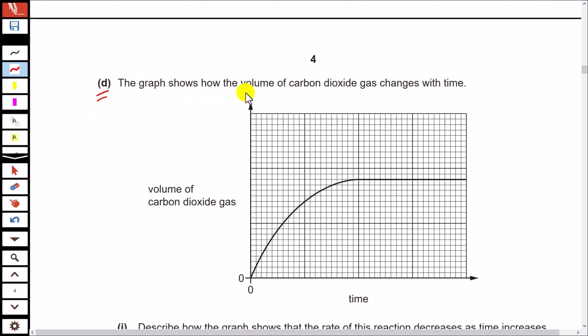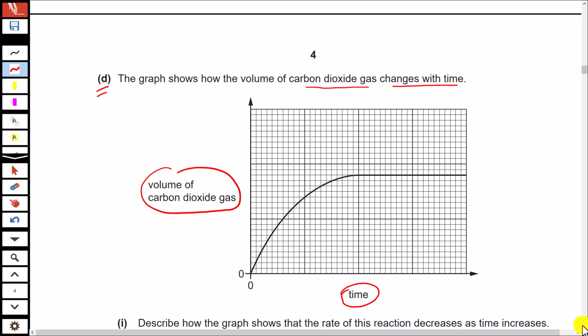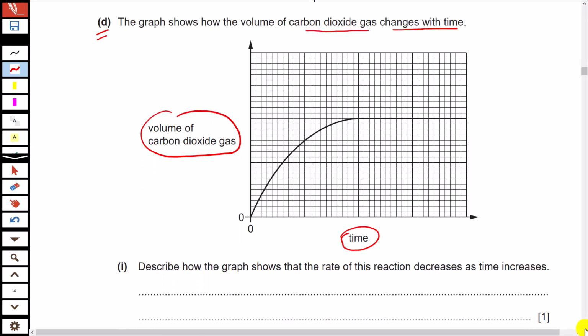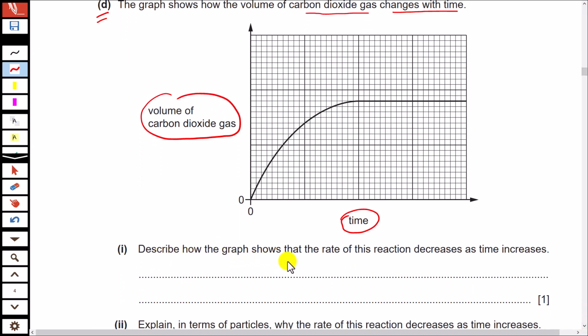Look at the D part. The graph shows how the volume of carbon dioxide gas changes with time. So you have the volume of carbon dioxide on this axis and time on the horizontal axis, and you can see there is a line showing the rate of this reaction in terms of how the volume of carbon dioxide gas is changing with time. Now what is the question? Describe how the graph shows that the rate of this reaction decreases as the time increases.